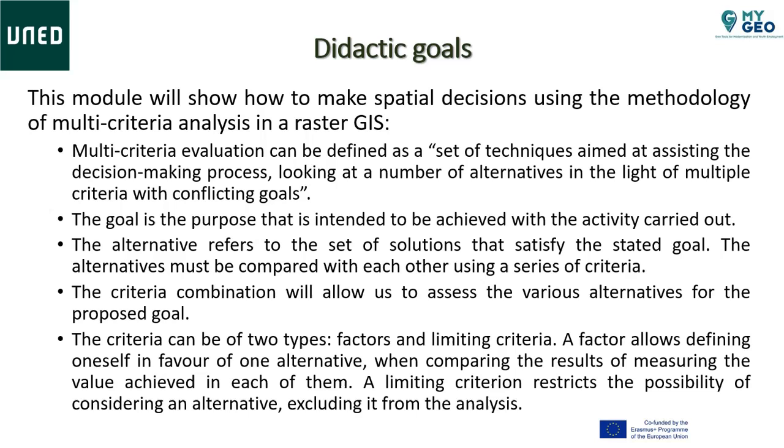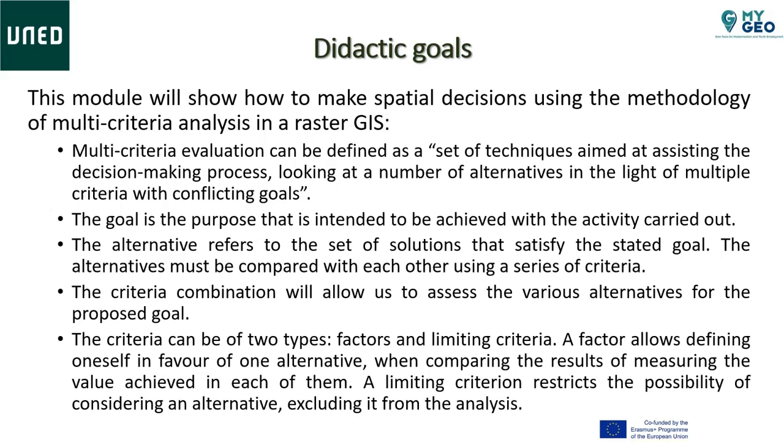Finally, the alternatives must be estimated and compared with each other using a series of criteria. These criteria must be conceived as the primary elements of the analysis, and their combination will allow us to assess the various alternatives for the proposed goal. The criteria can be of two types: factors and limiting criteria.